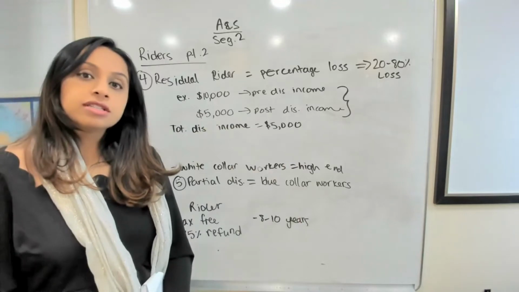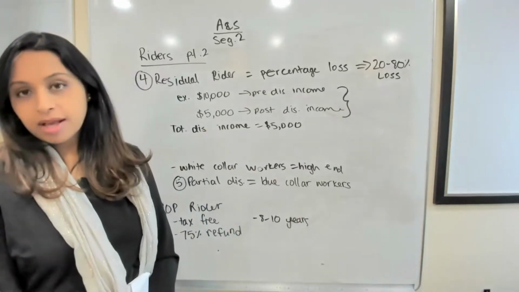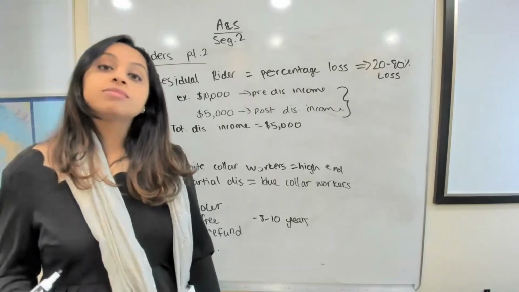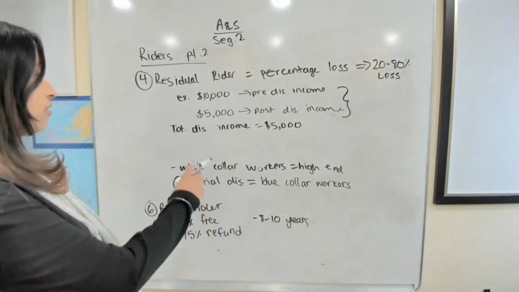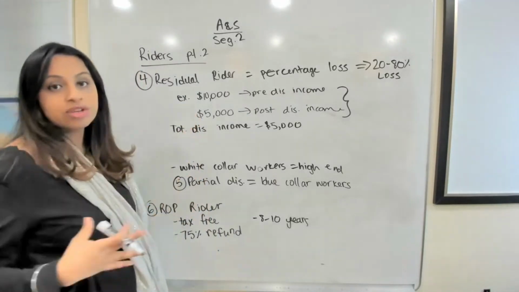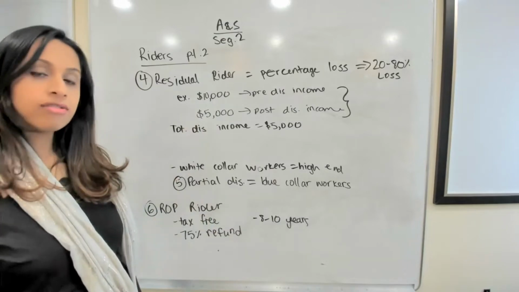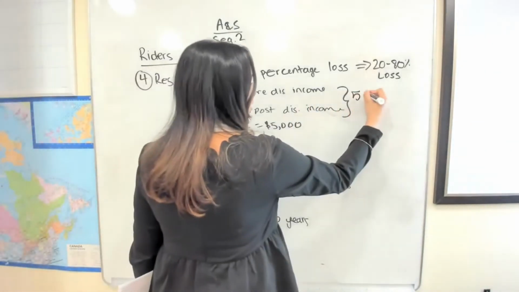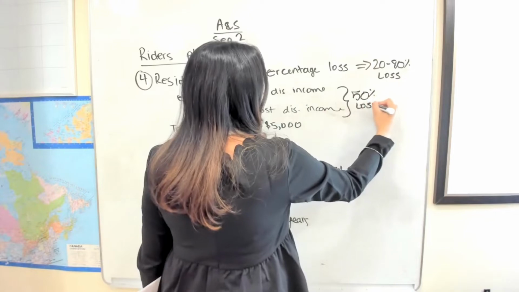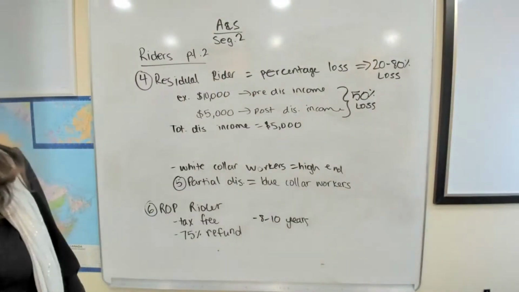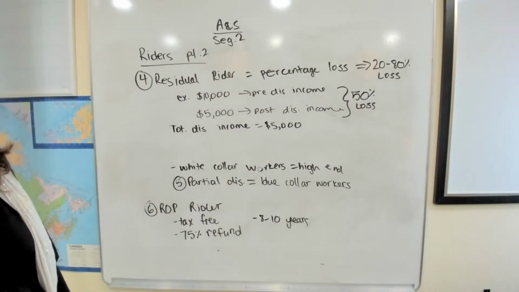So the first thing we need to do in order to see if this rider applies is to see what is the percentage loss. So he's gone from 10,000 to 5,000. So here his income has gone to half. So he has a 50% loss here in his income from pre-disability to post-disability.